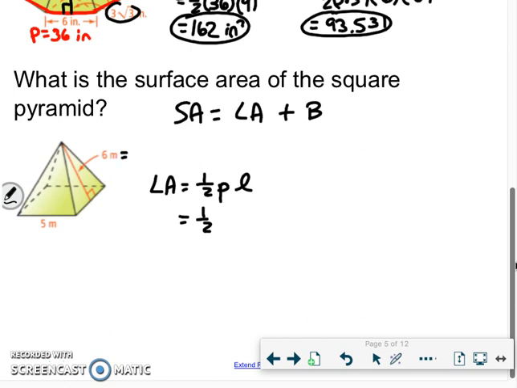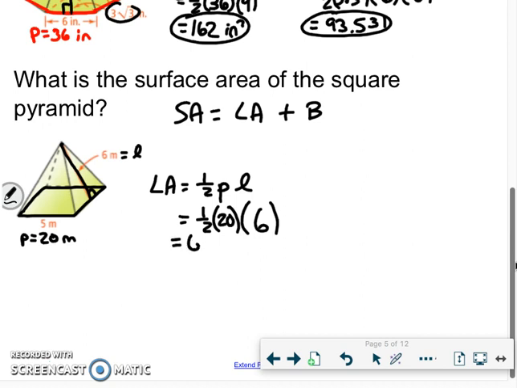The slanted height is 6 this time. They do show that that goes from the vertex to the bottom of that side of the triangle. Okay, so I know that the slanted height is 6. The perimeter, if one of these sides is 5, there's 4 sides that are all that same length, so 5 times 4, or the perimeter is 20, so I'm going to put a 20 in here. So 1/2 times 20 times 6, you should get 60 square meters.